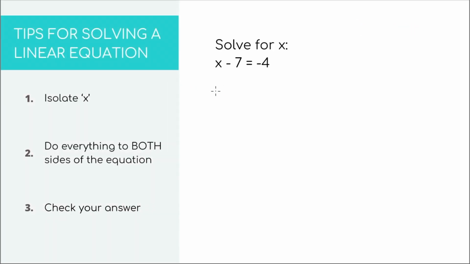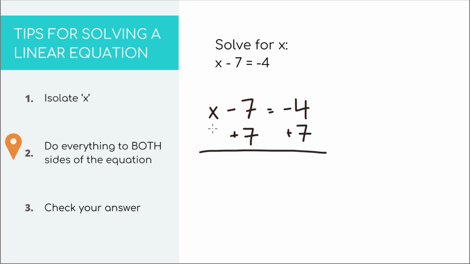All right, there's so many negatives in this one, but it's fine. We have x minus 7 equals negative 4. Let's isolate x by moving all of our numbers to the right. And we can do this by adding 7 to both sides. When we put it all together, let's bring down x. Negative 7 plus 7 is 0, so it cancels out. And negative 4 plus 7 equals 3.